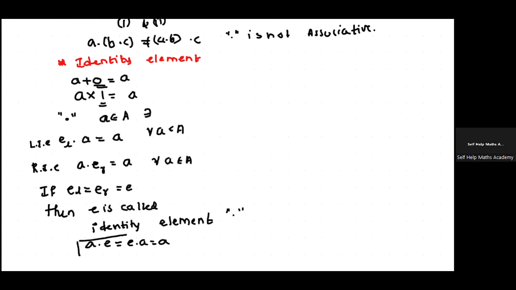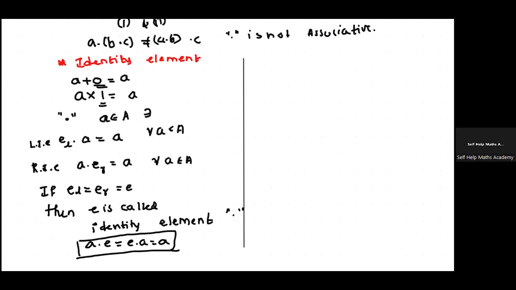So the basic understanding is whenever you have a binary operation, and you take an element and do the binary operation with it, if you're getting back the original element, then that element we call the identity element.